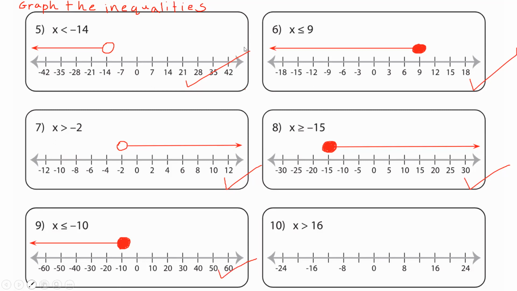And finally, number 10, this one says X is greater than 16. So we're gonna circle 16. It's not gonna be an open circle, but it's greater than. So since it's greater than, that means that we are going to go to the right-hand side, and we're gonna put our arrow here. Since X is greater than 16.